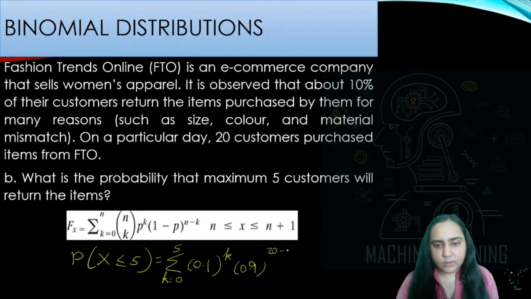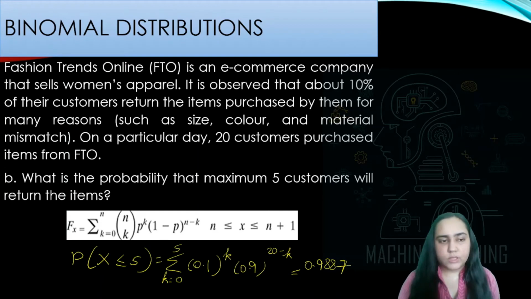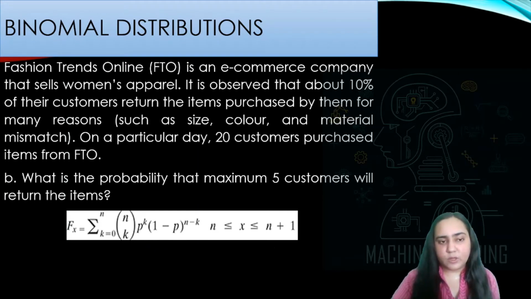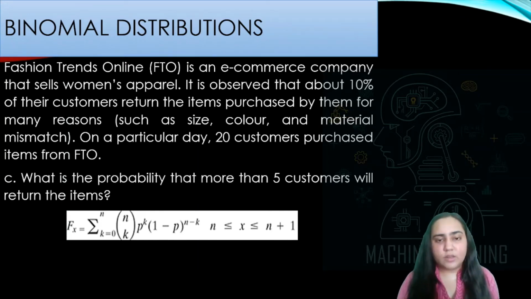So 20 minus the value of k, whatever the value of k is, and then you can evaluate this expression as well, and the answer you will get is 0.9887. Okay, you can verify this on your own. So this is the second type of thing you can answer. Let's take a look at another type of thing.